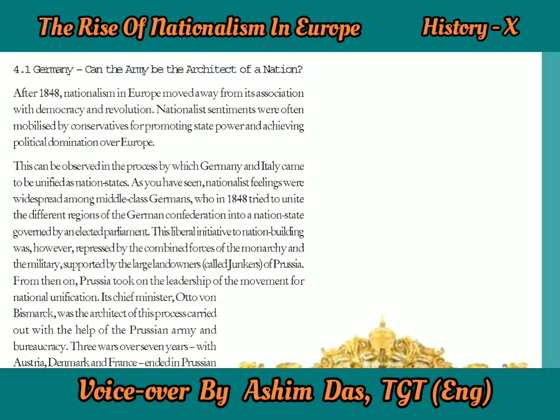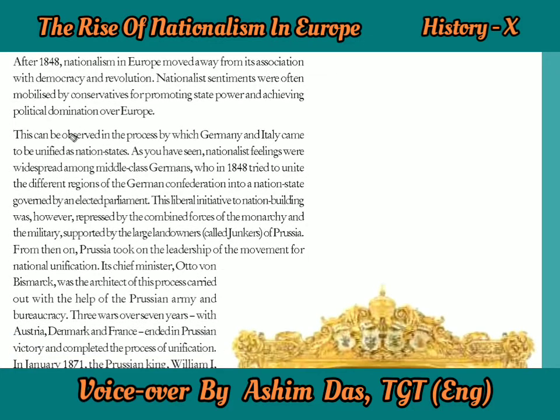These conservatives tried to make the people think that their country's main power rests on the king and the conservatives. This can be observed in the process by which Germany and Italy came to be unified as nation states. We'll try to understand how Germany and Italy came to be unified as a nation state.